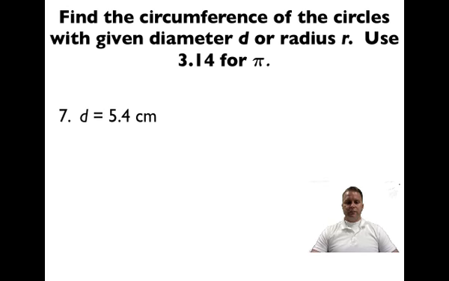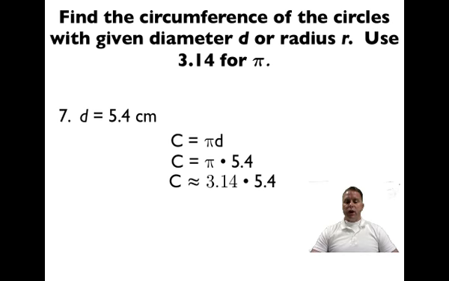Would you try this one? C is equal to pi times d. C is approximately equal to 3.14 times 5.4. C is approximately equal to 16.956 centimeters.